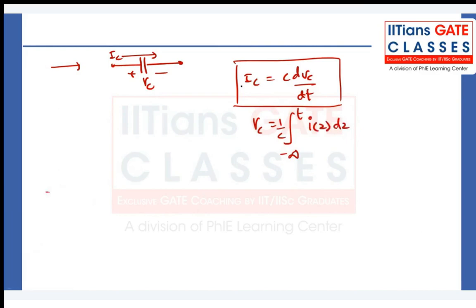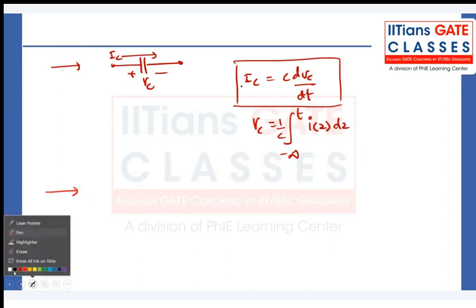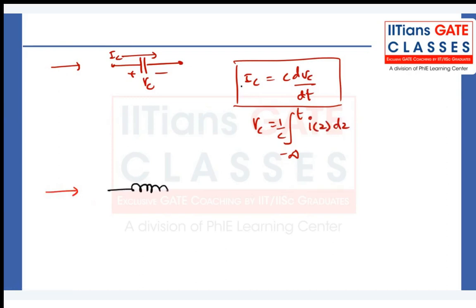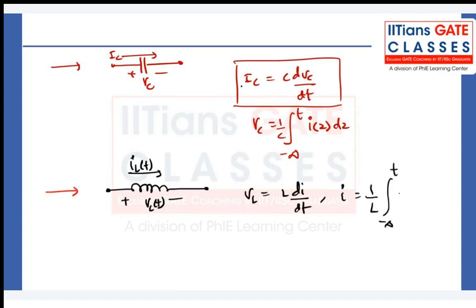And if I talk about the inductor, this is the inductor, a twisted wire here. If you apply the voltage VL of t, and there is a current I of t, which is a function of time, you can write VL equal to L di by dt. And you can also determine the current I equal to 1 by L integral from minus infinity to t of V of t dt. So these are the basic relationships between current and voltage that one must know. These are the three elements.